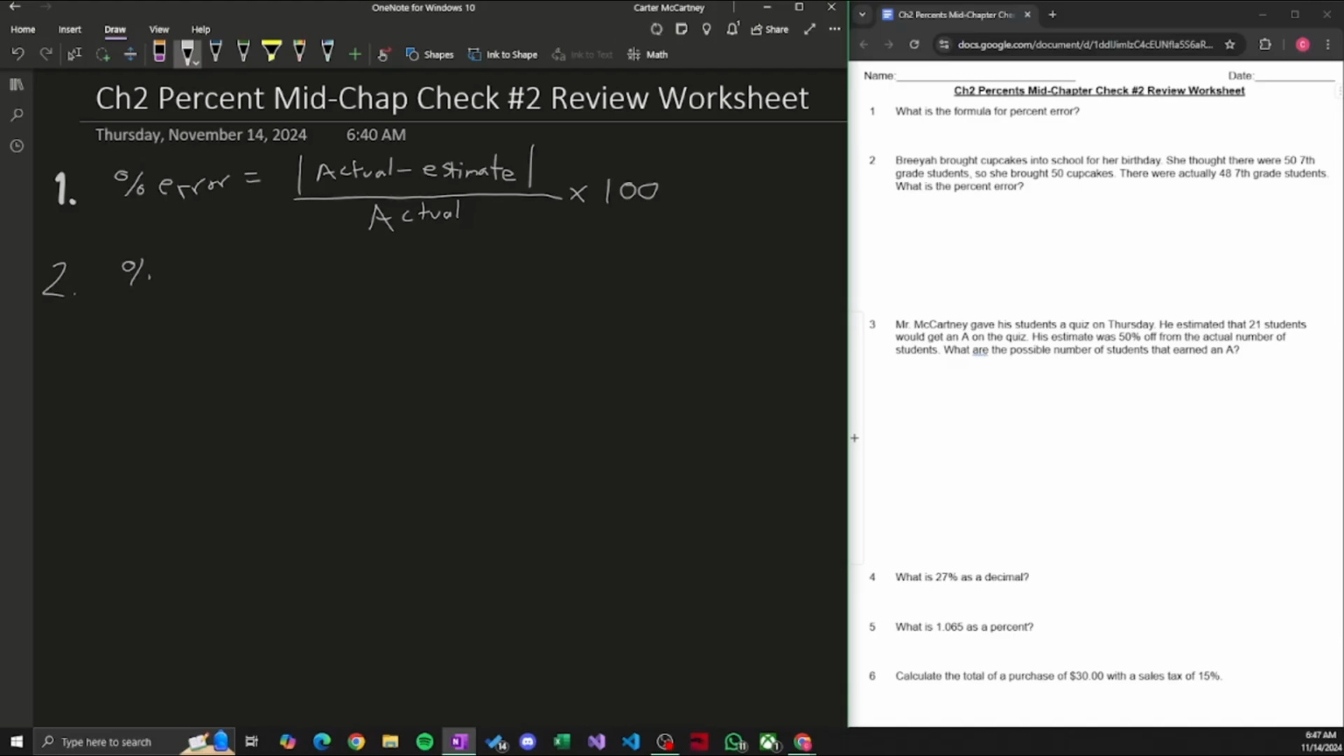So percent error equals the actual. We said actual was 48, minus the estimate. We said that she estimated 50, divided by the actual, times 100. So 48 minus 50 is negative 2. Put that in absolute values, divided by 50 times 100. Absolute value of negative 2 is 2.